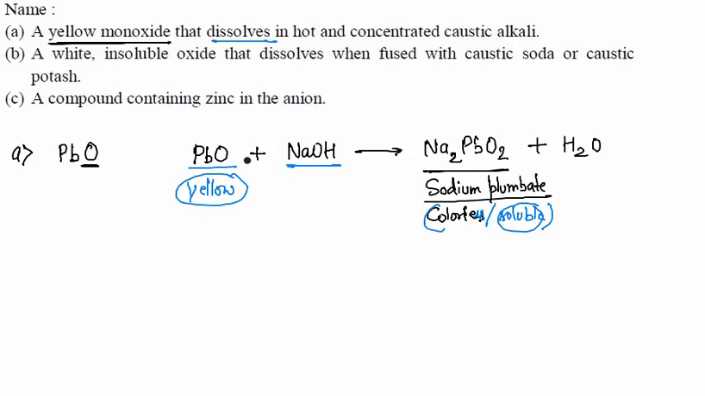Okay, let's balance this particular chemical reaction. Put 2 here, and now I think it is balanced. Pb is balanced, sodium is balanced, oxygen 2 plus 1 is 3, 2 plus 1 is 3, and hydrogen is balanced. So this one is balanced.